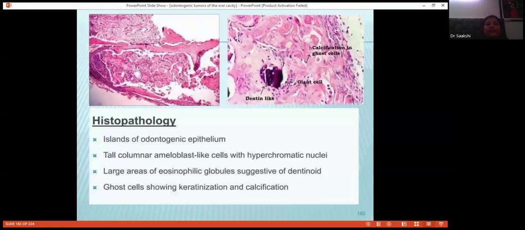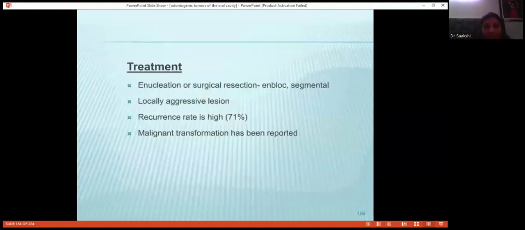Now, histopathologically, you will see islands of the odontogenic epithelium. Then next, you will see tall columnar ameloblast-like cells with the hypochromatic nuclei. You'll also see large areas of eosinophilic globules, which are suggestive. And as you can see, ये ghost cells है जिनका calcification हो गया. These are your giant cells, and ये dentine-like cells है, which is suggestive of dentinoids. And you will see ghost cells which shows keratinization and calcification.